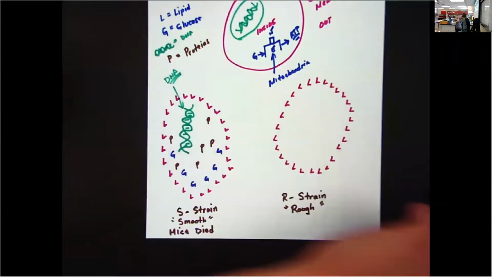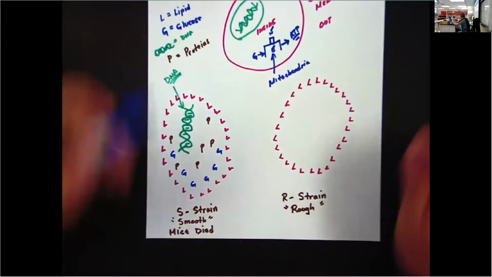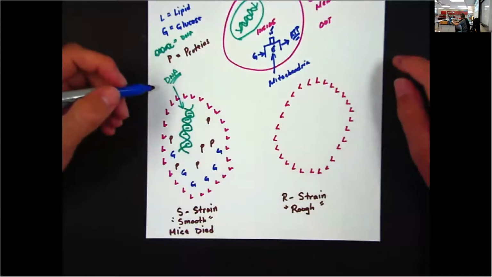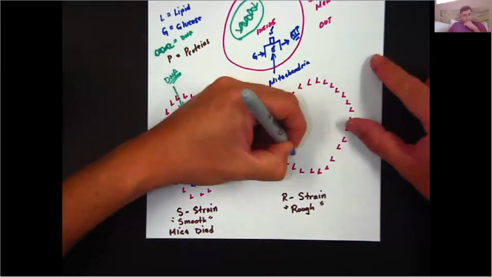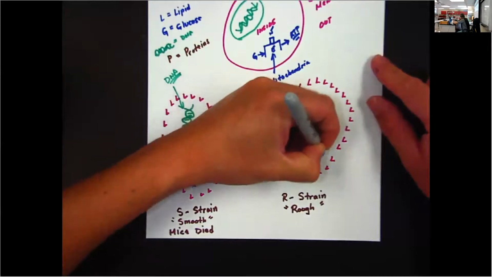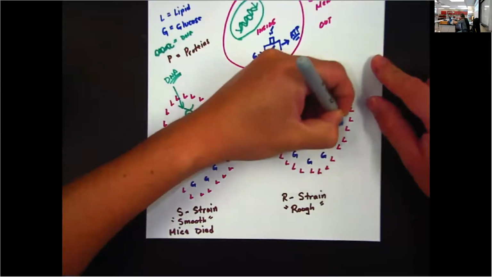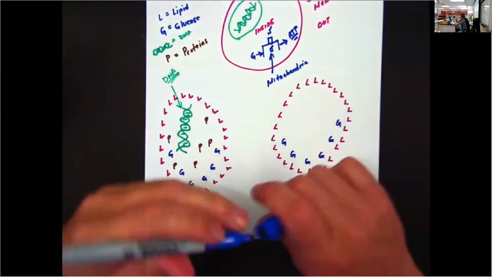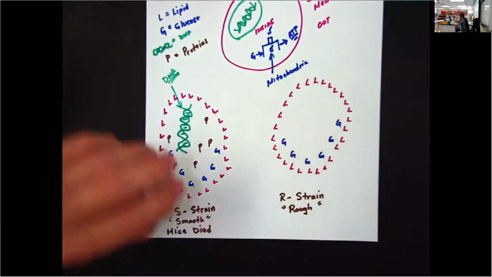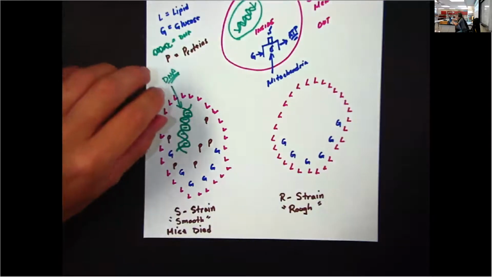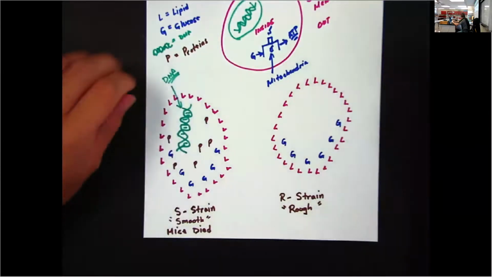Do you think this cell needed glucose? What do you guys think? Yes, it's going to need some form of energy, so it's going to need some molecules for energy. Okay, now what made the S strain and the R strain different? What do you guys think? What's going to make them different?